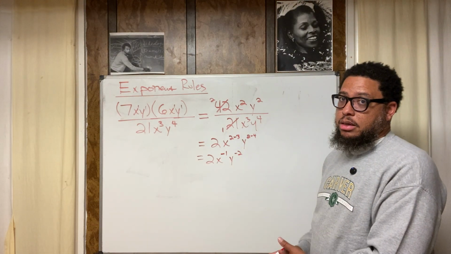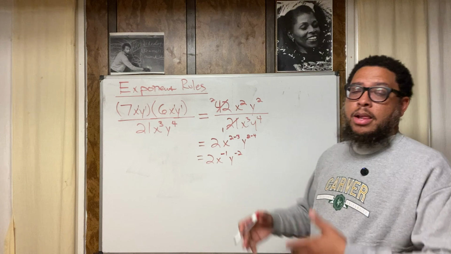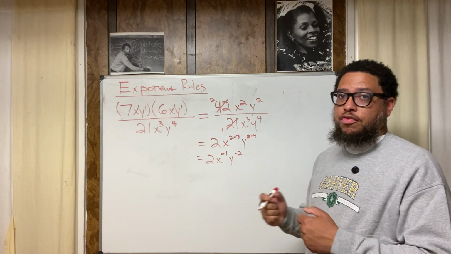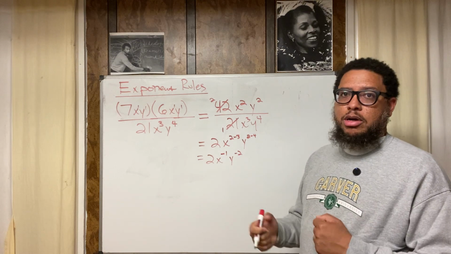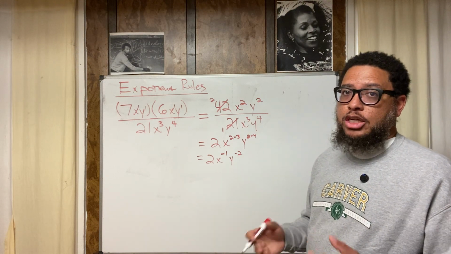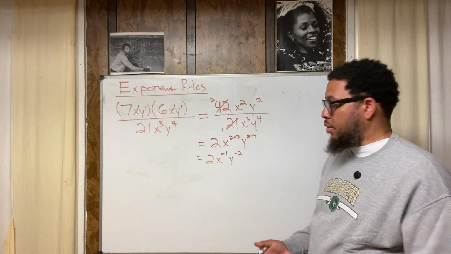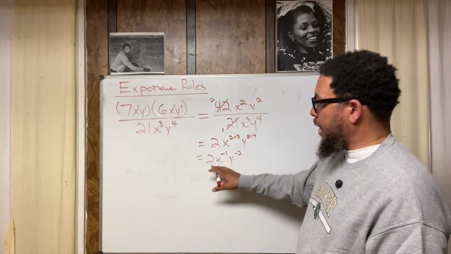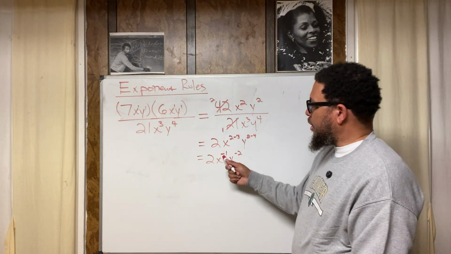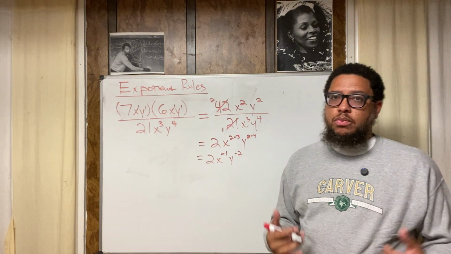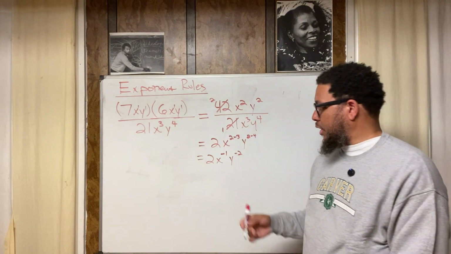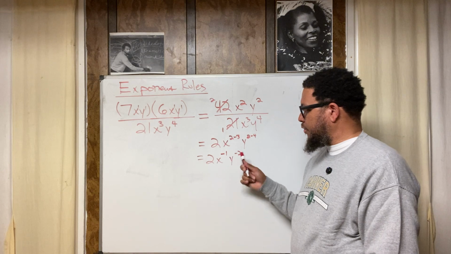Now, we're not done. Now, how do you know when you're done? You're done when all of your coefficients are simplified as much as possible, there are no coefficients to multiply by each other, and all of the exponent properties have been utilized, right? Now here, we're not done. How do I know we're not done? Because we do not want to have negative exponents in our final answer. We got a negative 1 exponent and a negative 2 exponent.